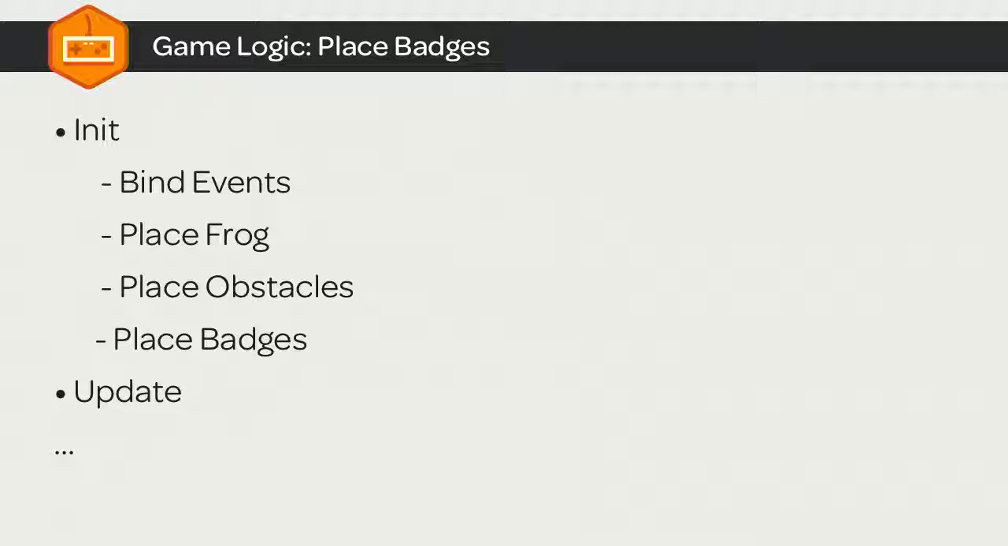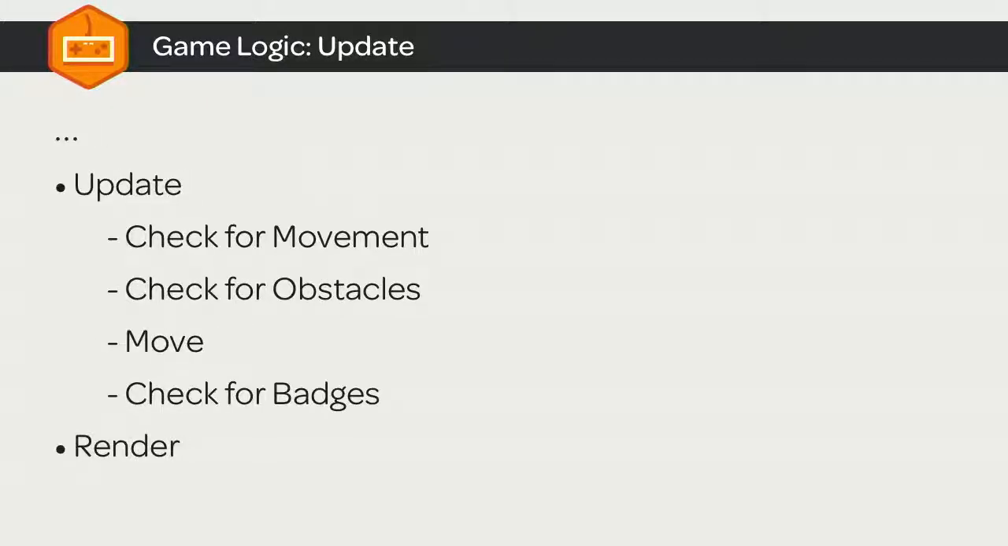And then in the update, when we've got walls and badges, we'll also have to check his movement. Can he move to the next spot? Is he moving? Is there a wall in front of him? If not, then we can move him. And then we'll want to check if after he moves, there's a badge there for him to collect. And then we'll want to re-render.